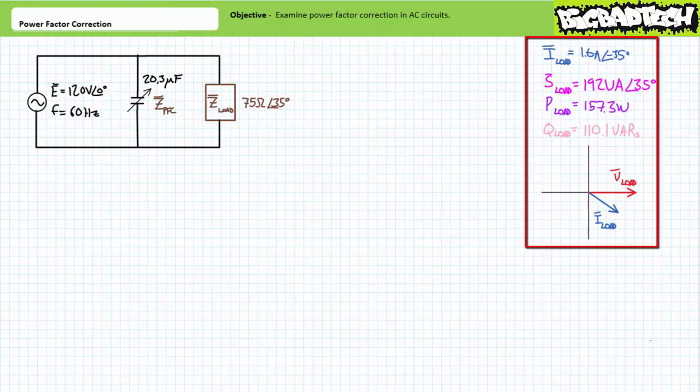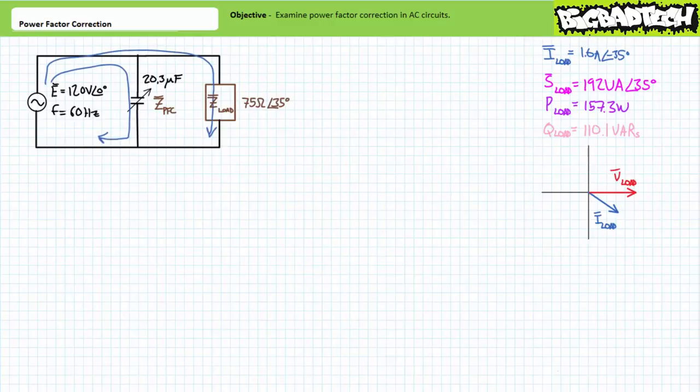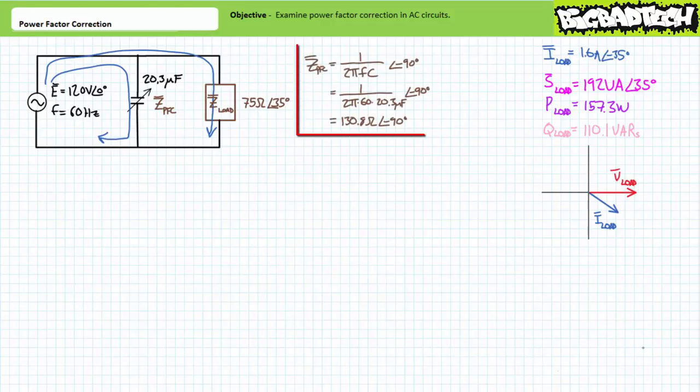and apparent power delivered to the electrical load is 192 volt amperes at an angle of 35 degrees, of which 157.3 watts is directed towards real power, and 110.1 vars is directed towards a reactive interchange. The addition of the power factor correcting capacitor in parallel, however, includes another path for source current. At an excitation frequency of 60 Hz, the power factor correcting capacitor, set at 20.3 microfarads, presents an impedance of 130.8 ohms at an angle of negative 90 degrees.